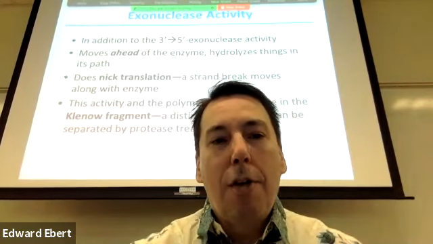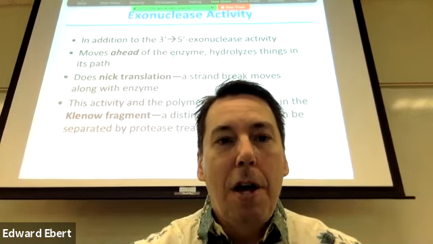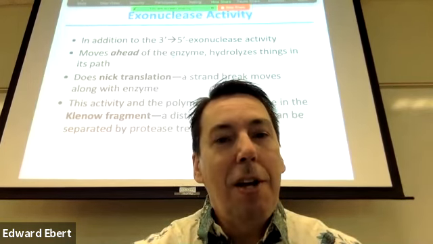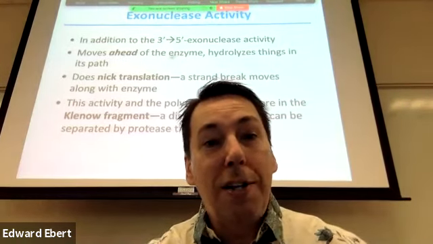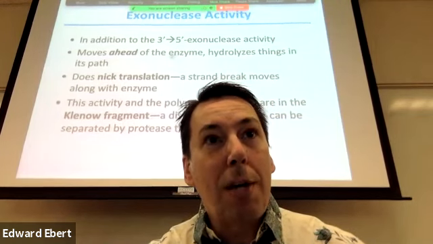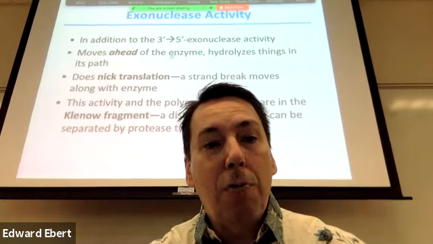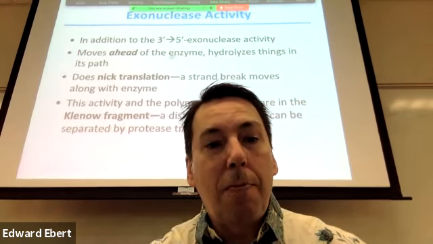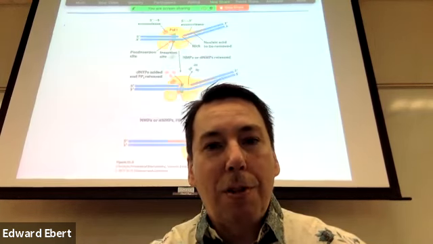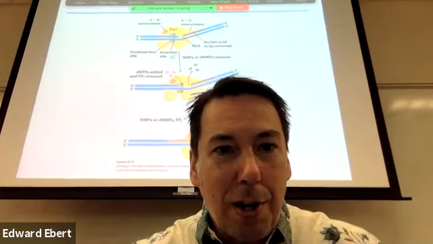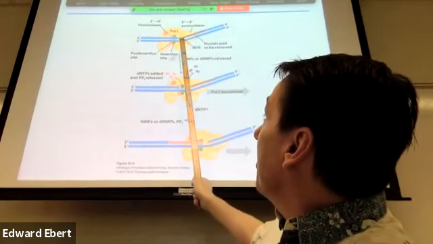All right. DNA polymerase 1 also has this 5' to 3' exonuclease activity. It moves ahead of the enzyme and helps hydrolyze things that are in the path. It can also do a little nick translation. So it can break the DNA strand, and then that nick will move along with it here. So we can have this little particular domain that gets separated ahead of it. Okay. But the important thing is here, our polymerase 1 is actually cleaving this little section here.